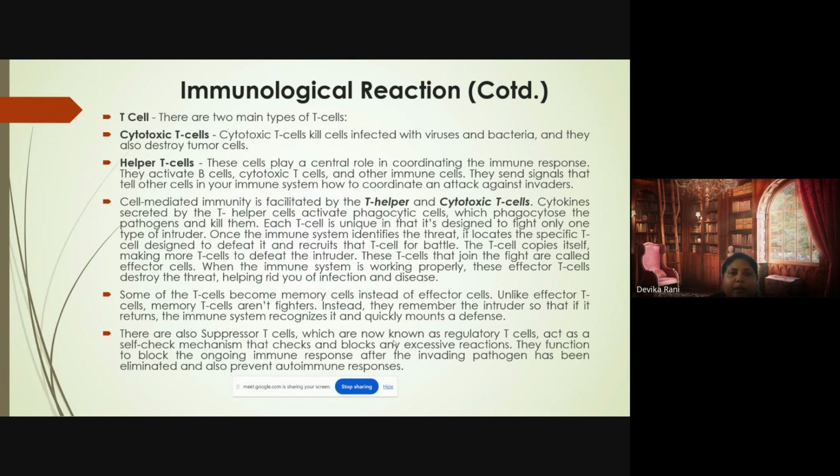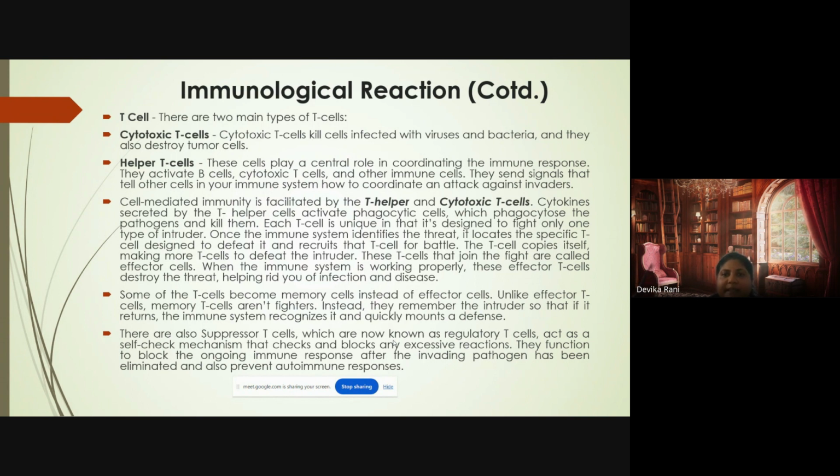Immunity through T cells, the immune function, is called cell-mediated immunity. It is facilitated by the T helper and cytotoxic T cells. Cytokines secreted by the T helper cells activate phagocytic cells, which phagocytose the pathogens and kill them. Each T cell is unique. It's designed to fight only one type of intruder.